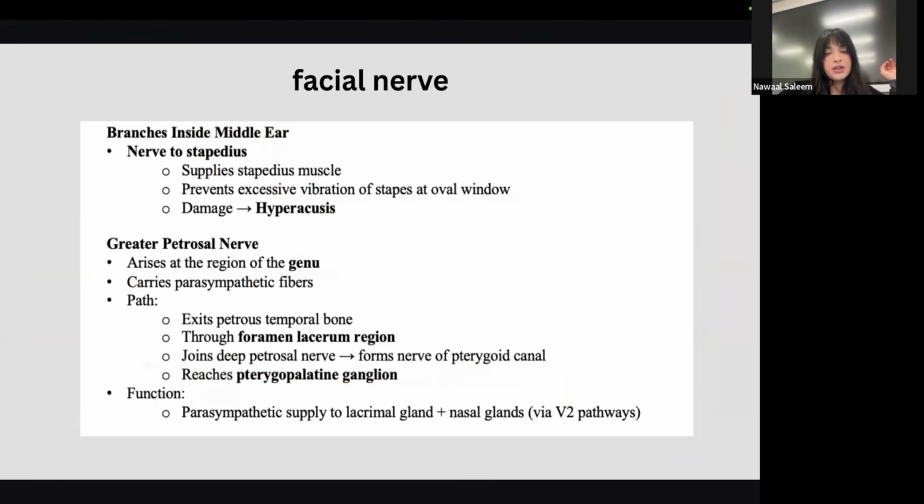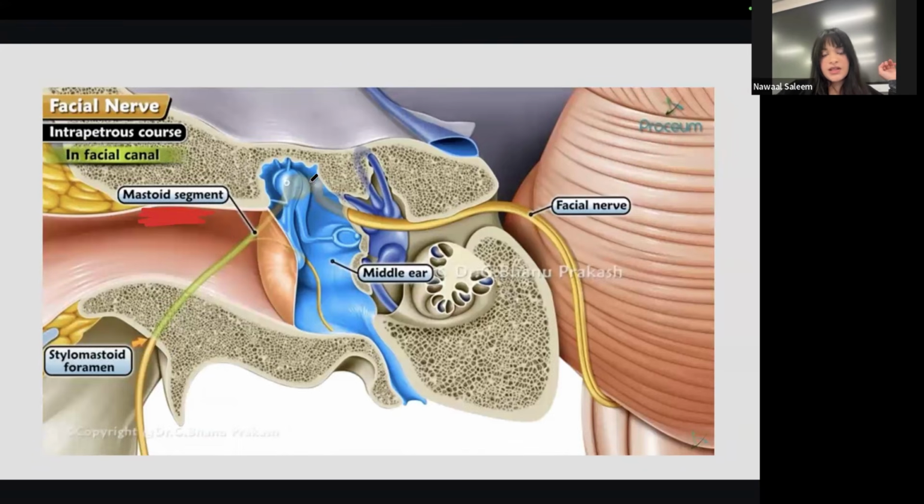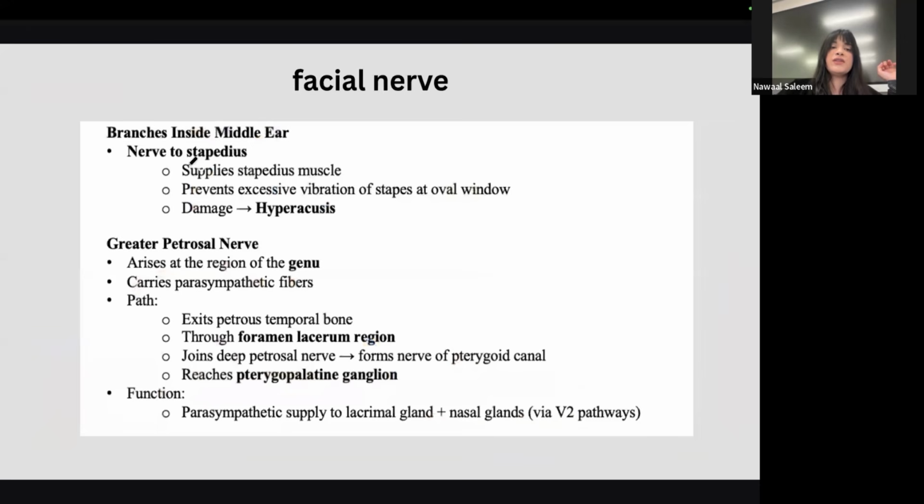So inside the middle ear, you have two branches. You have the nerve to the stapedius, which supplies the stapedius muscle and prevents excessive vibration of the stapes at the oval window. Damage would lead to hyperacusis. The greater petrosal nerve is also given off at the genu, which is a sharp turn.